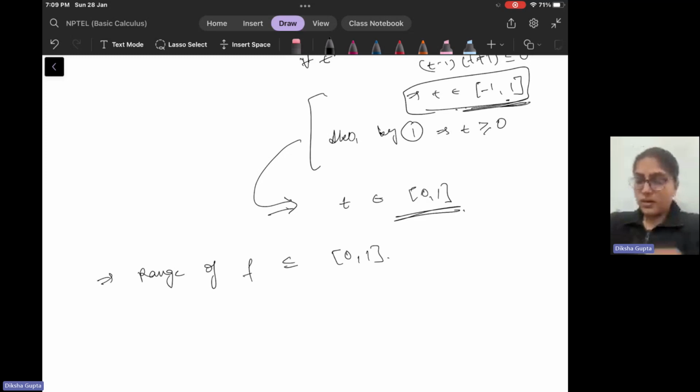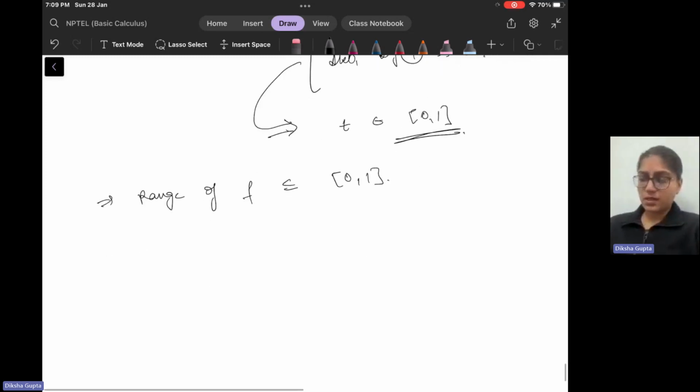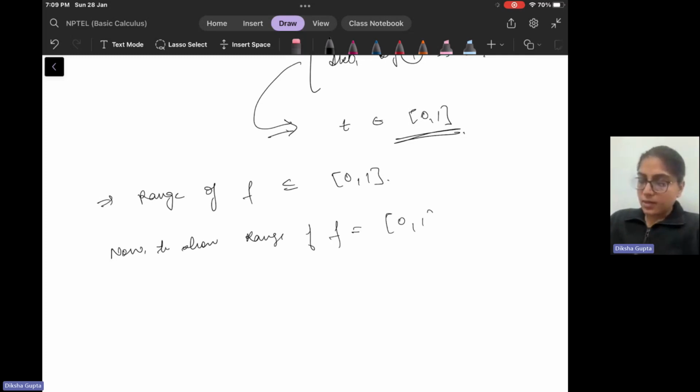Okay, so till now you have not exactly found the range. You have found that the range of f will at least be in 0 to 1. Now to show the range of f is exactly 0 to 1, we will use something called the intermediate value theorem.